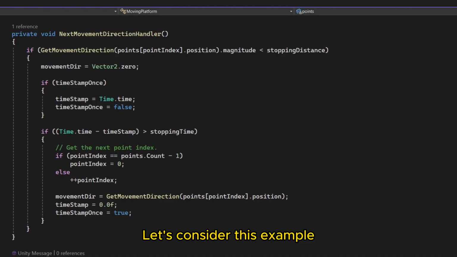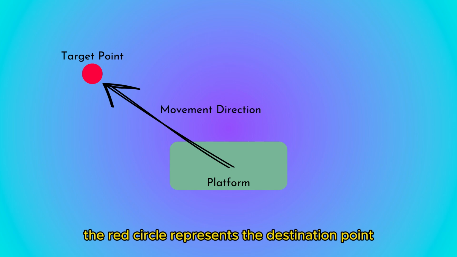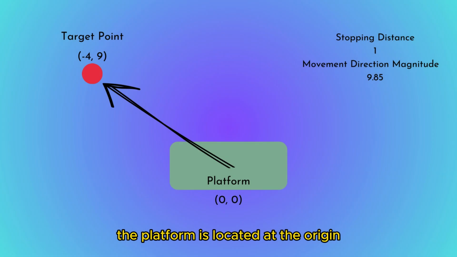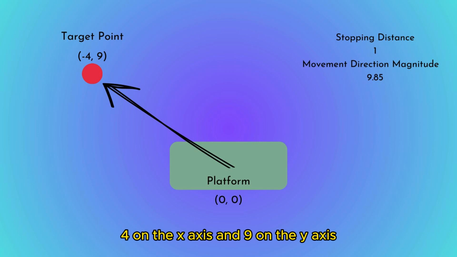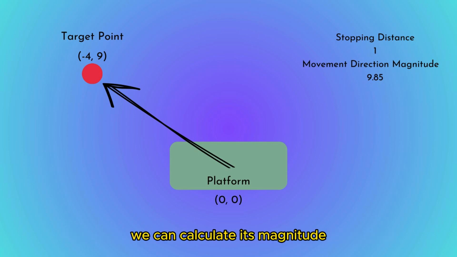Let's consider this example. Let's assume that the green rectangle represents our platform, the red circle represents the destination point, and the arrow represents the calculated movement direction. The platform is located at the origin, and the destination point is located at -4 on the x-axis and 9 on the y-axis. The stopping distance is set to 1. Since we know the starting and ending points of the movement direction vector, we can calculate its magnitude using the Pythagoras theorem, which is 9.85.